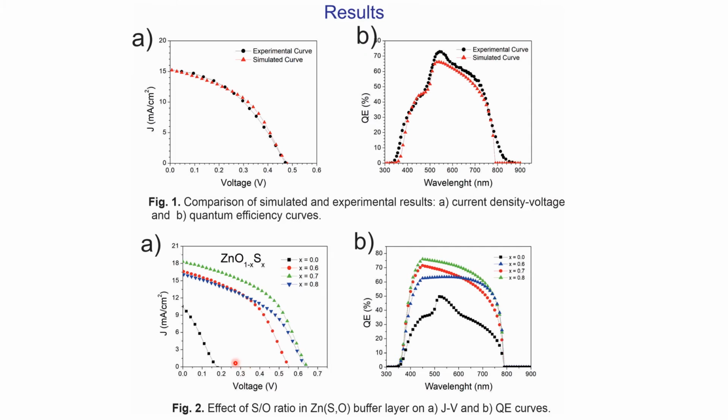In figure 2, now we can see the effect of modifying the buffer layer and the effect of different amounts of sulfur. We can see that when we have only zinc oxide as buffer layer, the efficiency of the device is poor, this curve and this one. However, as we incorporate sulfur by replacing oxygen with sulfur, the current density versus voltage and quantum efficiency curves improve. The optimal amount of sulfur according to our result is with X equal to 0.7.